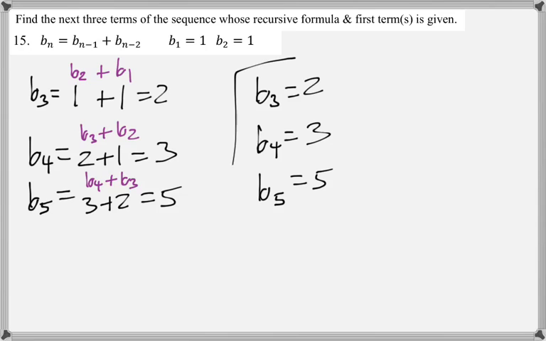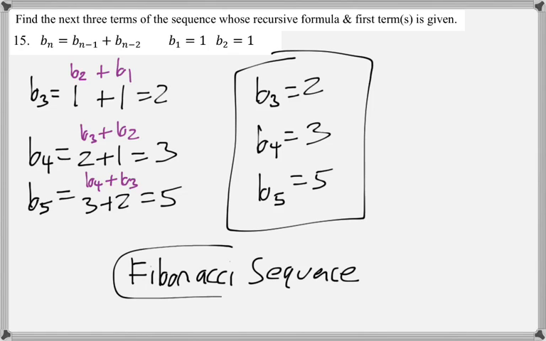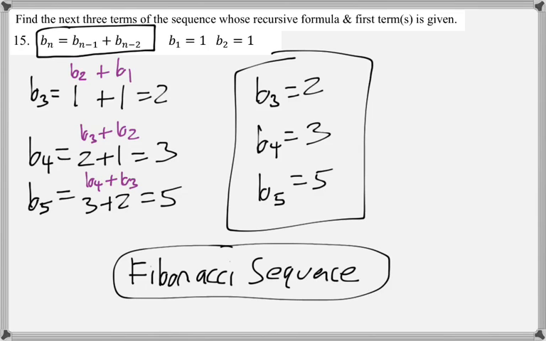So these would be our next three terms, and you may have noticed, but this is the Fibonacci sequence. So this is the recursive formula that generates the Fibonacci sequence.